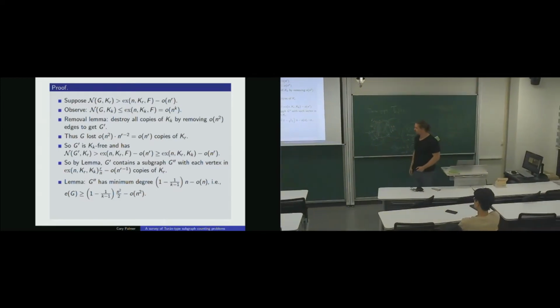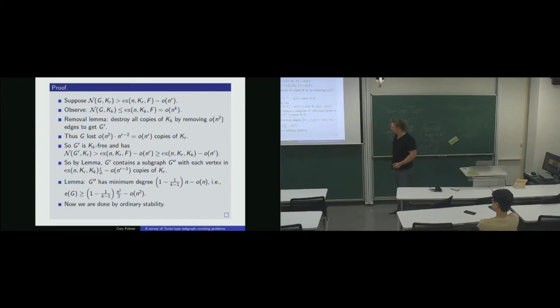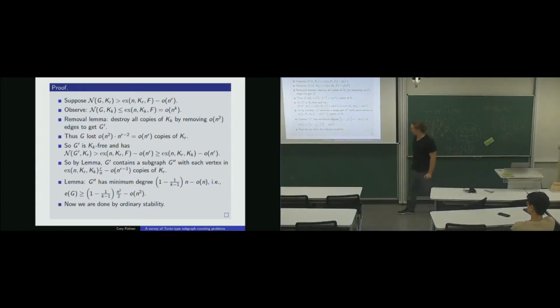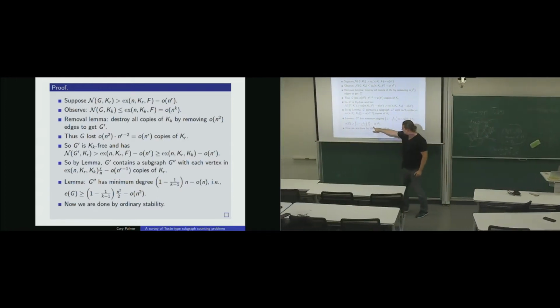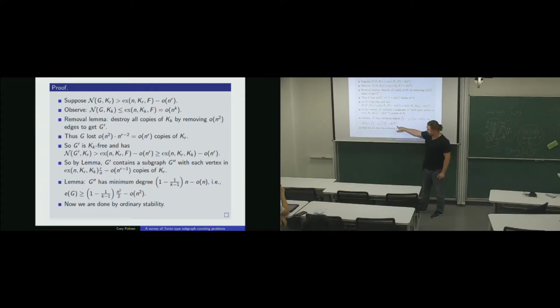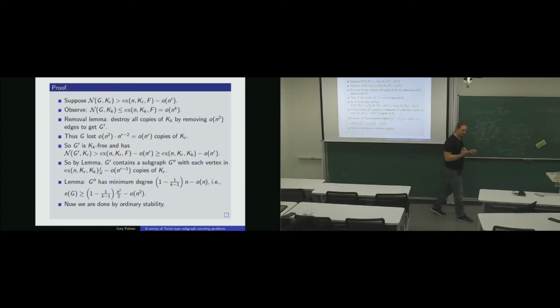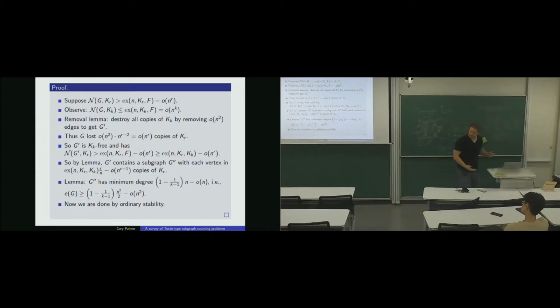Okay? But what does this last line say? This last line says we can just apply ordinary stability, right? Where G is F-free, it has this many edges in it, now we've concluded. And so ordinary stability says that it's within little o of n squared edges of being the Turán graph. So we just apply stability, and that's the end of the proof.